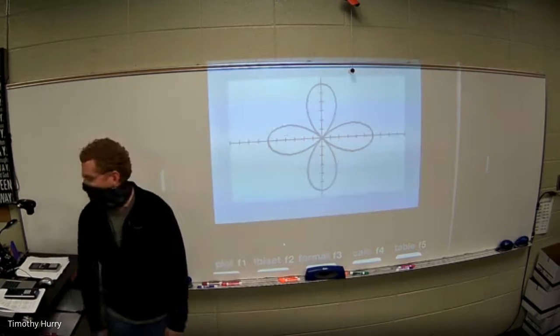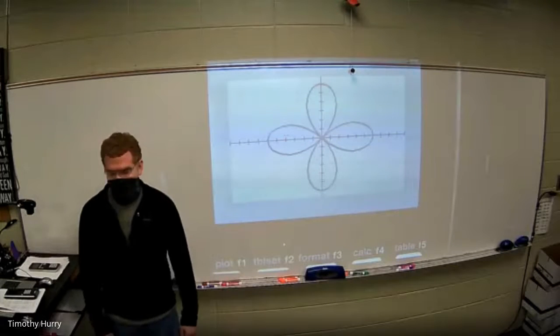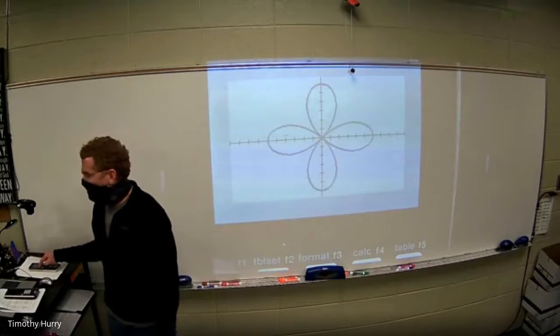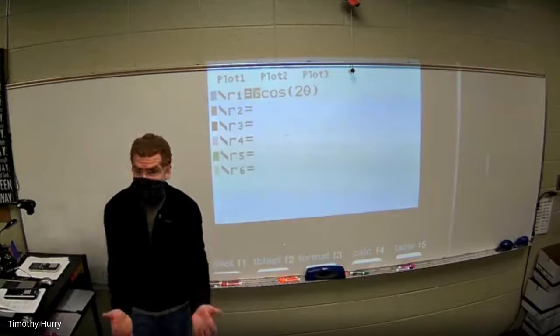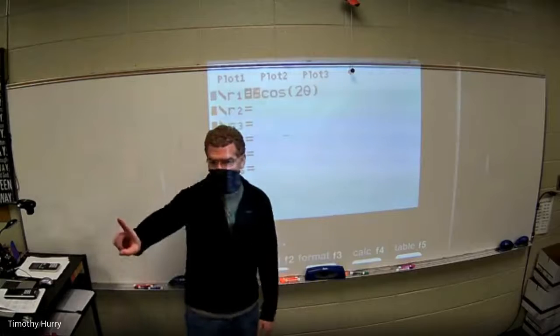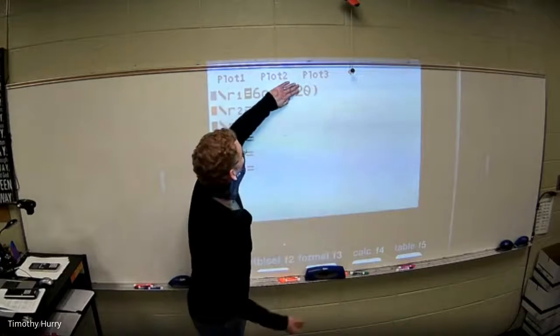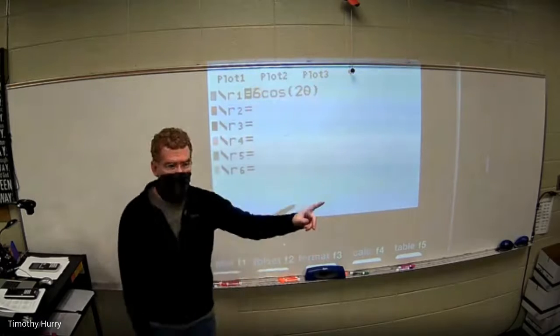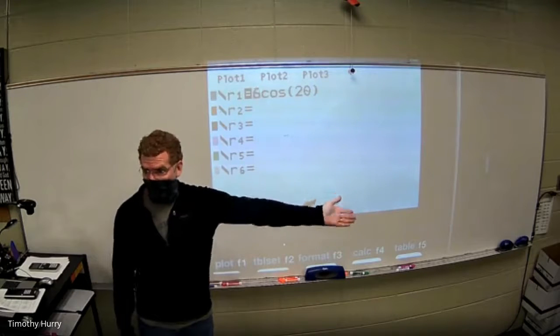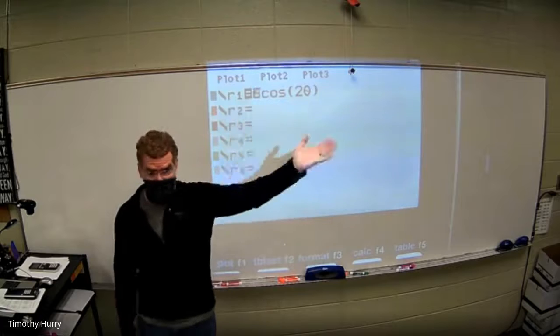And how long the petals are? How long are the petals? 6. Because the biggest cosine could be is 1, right? And if cosine can only be 1, 1 times 6 is the biggest possible length. So you're going 6 to the right, and then you're at 0 degrees, and then you're marking a bunch of other ones the same amount apart.